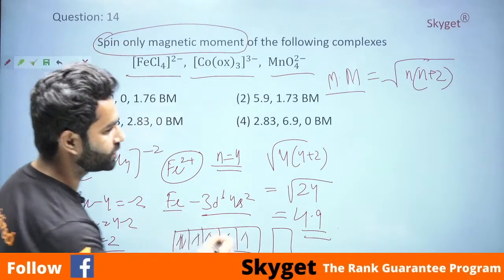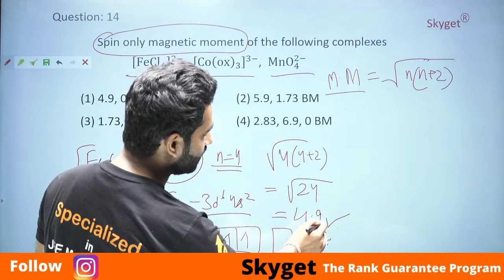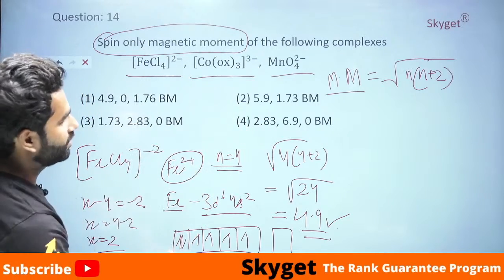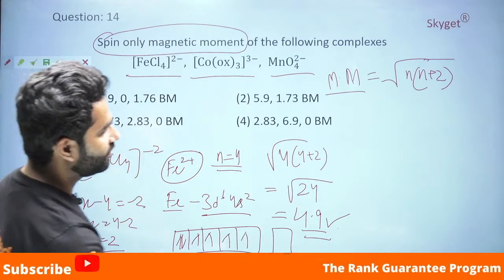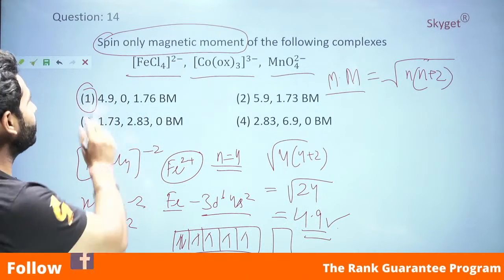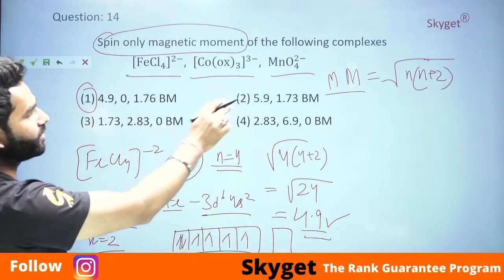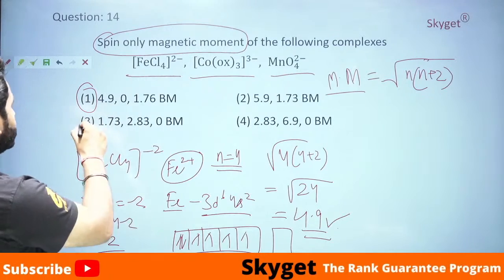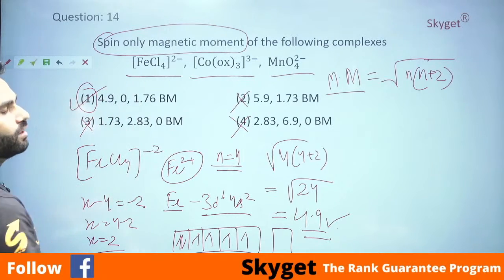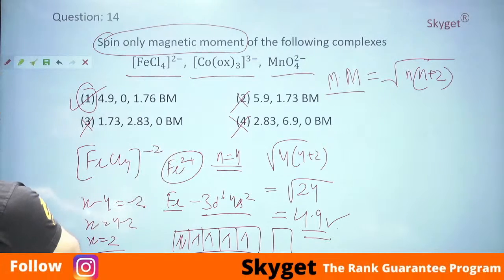See, you have got one option here. Based upon this answer, you can eliminate all the other options. In all other options, the magnetic moment of FeCl4 is not 4.9; it's only in the first one that the magnetic moment of FeCl4 is 4.9. In all other cases, it's different. So we can directly eliminate all the other options, and we can directly tick the first option as the correct one. Let's see what is the right answer.